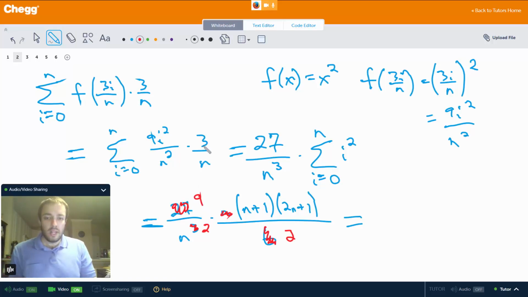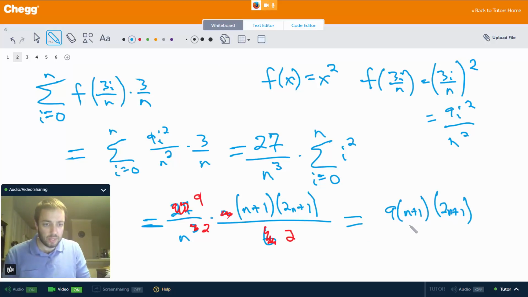Okay. Now what we have is 9 times n plus 1 times 2n plus 1, all divided by 2n squared. Now let's go ahead and expand on the top. We don't really have to necessarily, but it is going to make this a little bit easier later on. So when we expand on the top, we're going to get 9 times, actually let me move over to the left a little more. We're going to get 9 times, so here we're just going to FOIL.